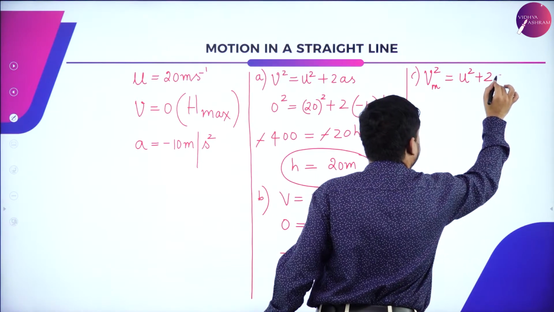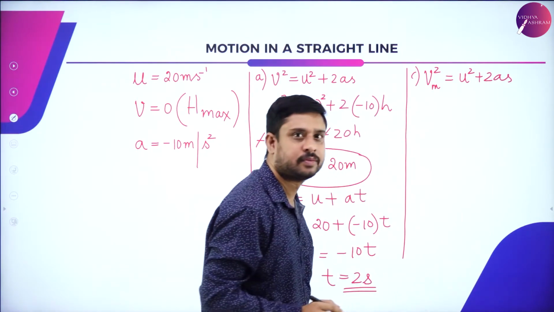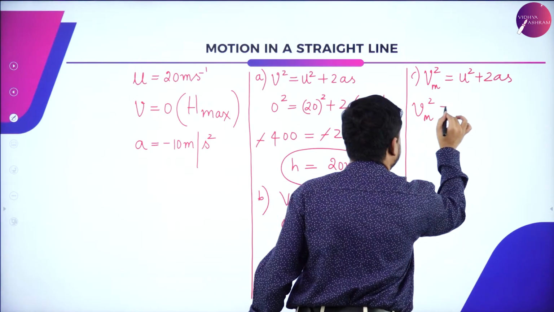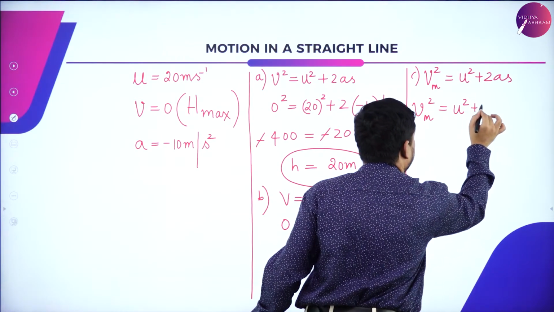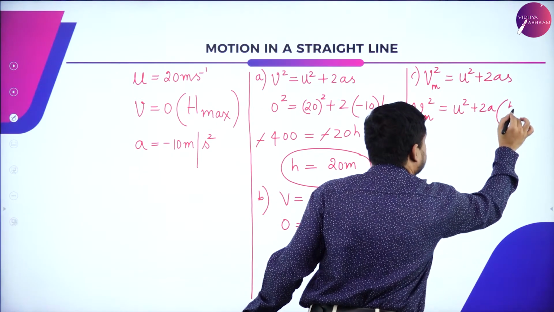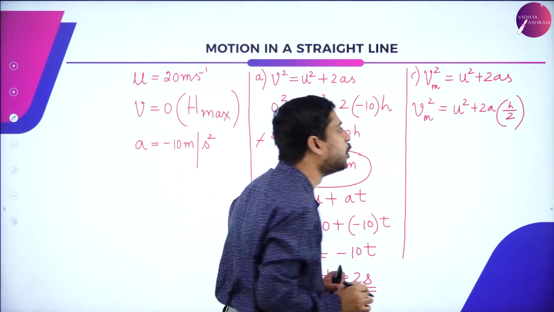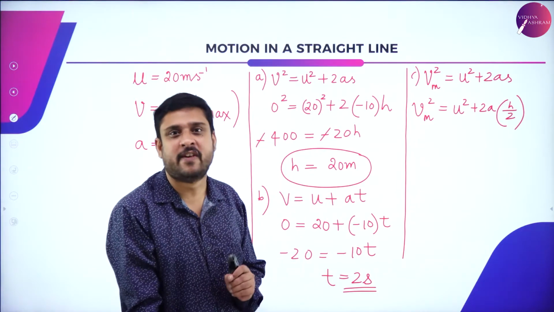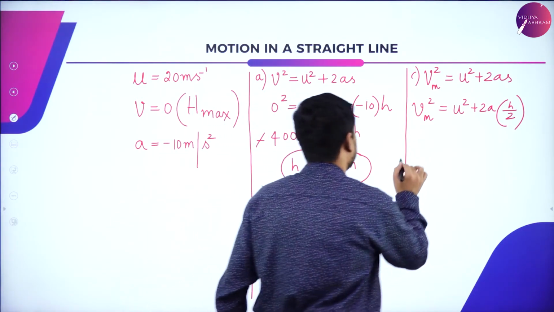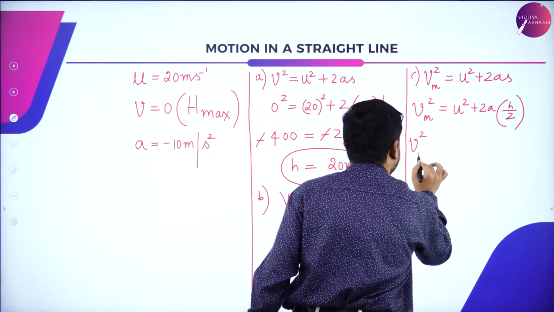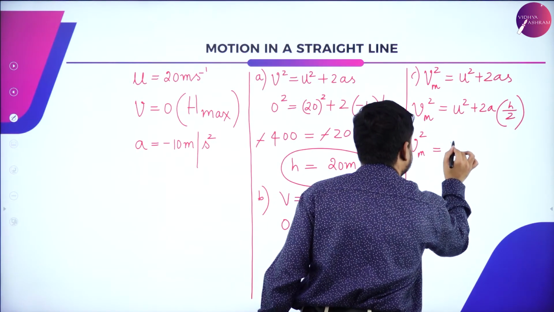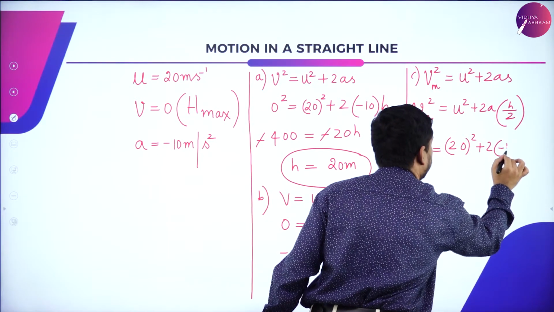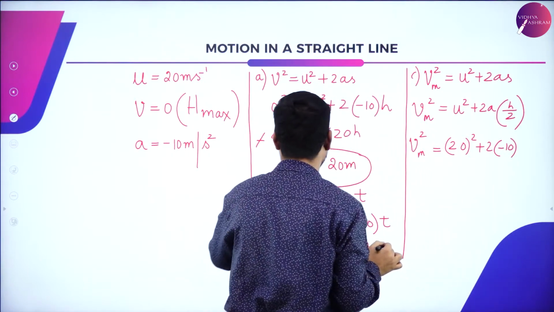V square equals U square plus 2AS. Now this S is H divided by 2, because we are calculating the velocity midway. So this is Vm square equals 20 square plus 2 into minus 10 into H by 2.